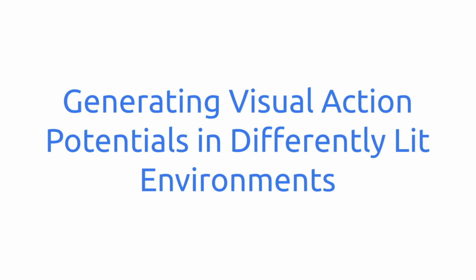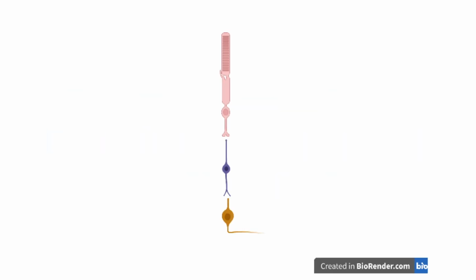Today I would like to discuss the generation of visual action potentials in differently lit environments. To start off with a little background, this is the structure of cells in retinal layers of the eye.